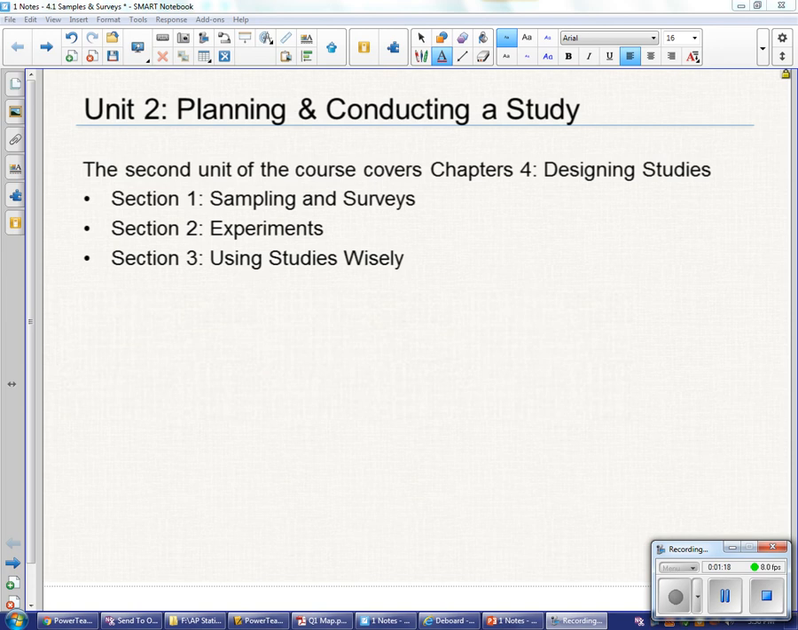So in this first lesson, I'm going to be talking mostly about observational studies. So we're going to be defining a lot of terms like populations and samples, and then different types of sampling designs, ways to reduce bias. And then in our next lesson, we'll talk about experiments, and that's the other basic form of data collection. And then as we wrap things up, we'll talk about ways to make sure that we're using these studies wisely so that we can be confident in the results and the predictions that we want to make.